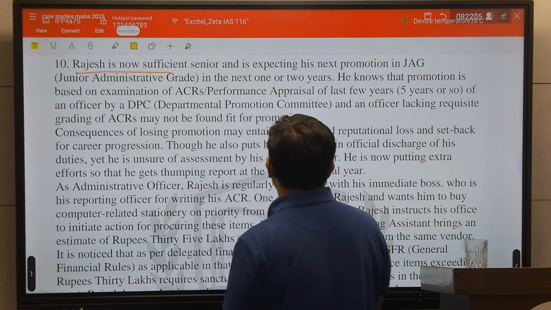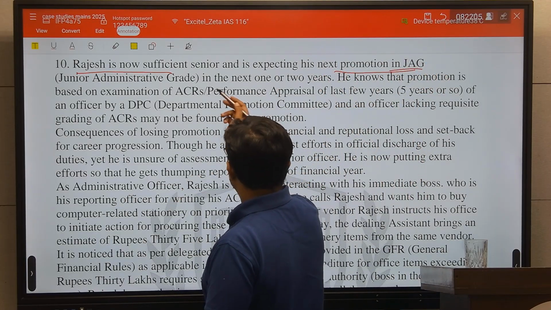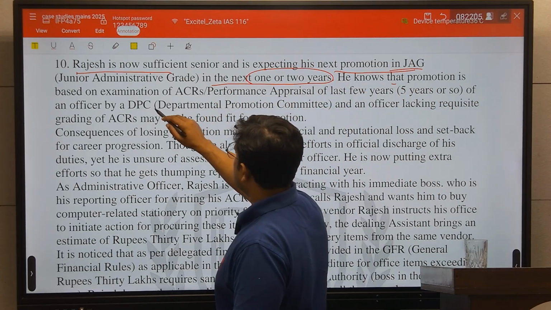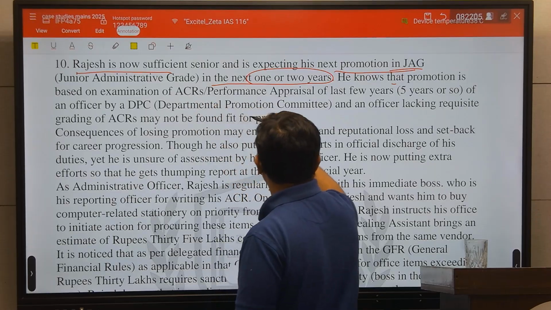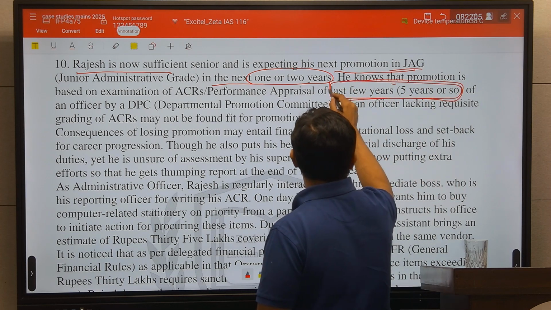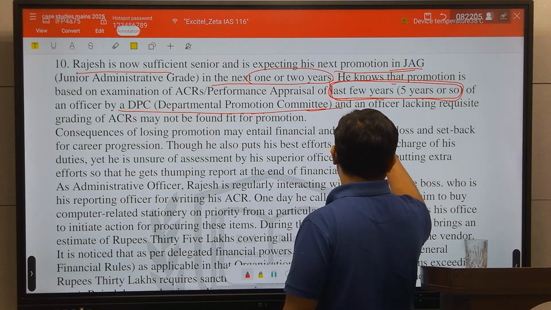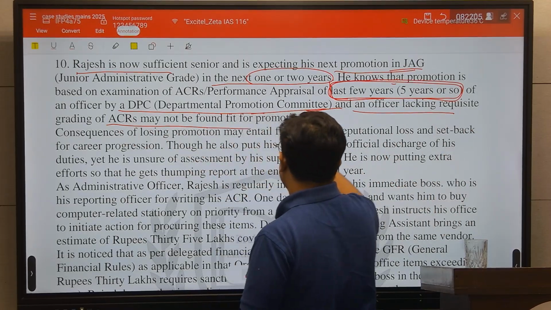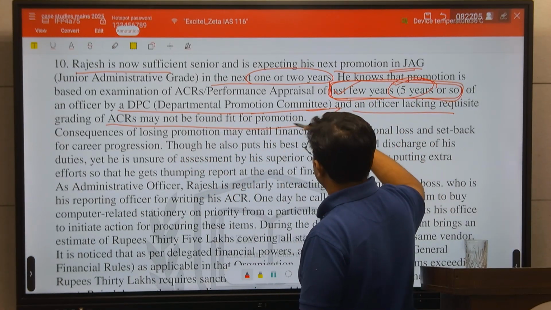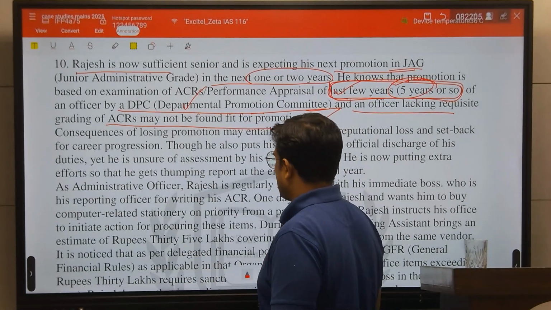Rajesh is now sufficiently senior and is expecting his promotion in the JAG, Junior Administrative Grade, in the next 1 or 2 years. He knows that the promotion is based on the examination of the annual confidential report or performance appraisal of the last few years, 5 years or so, of the officer by the DPC, Departmental Promotion Committee, and an officer lacking the requisite ACR may not be found fit for promotion. The ACRs of the last 5 years or so are examined by the DPC to see whether the officer is fit for promotion or not.